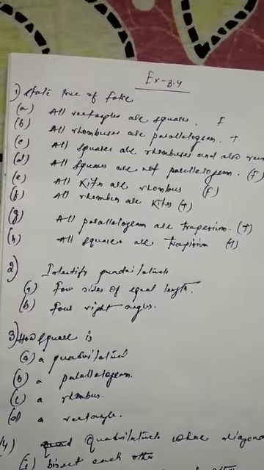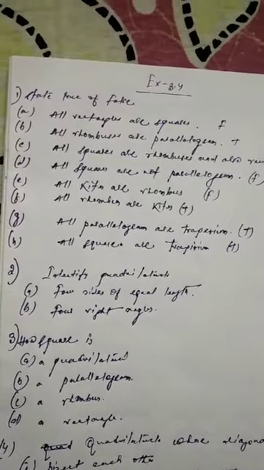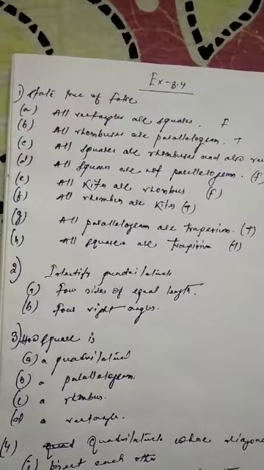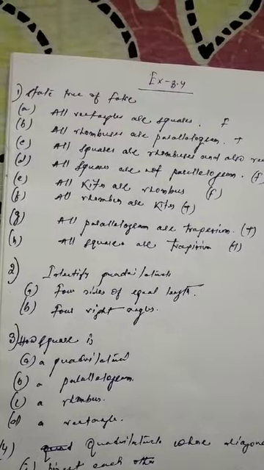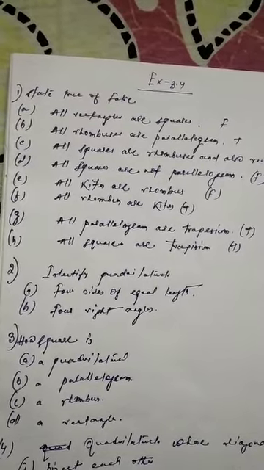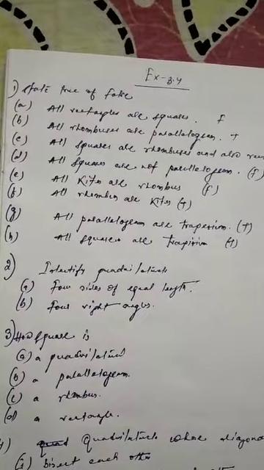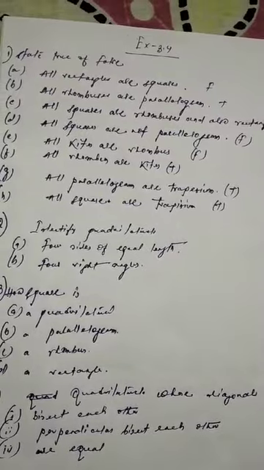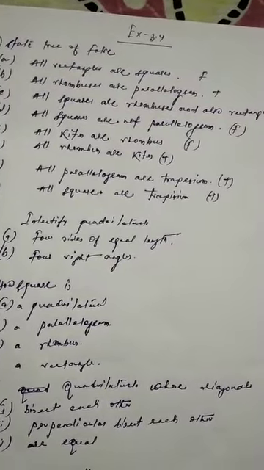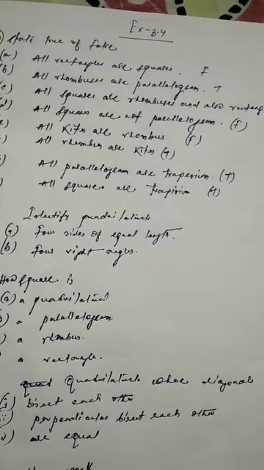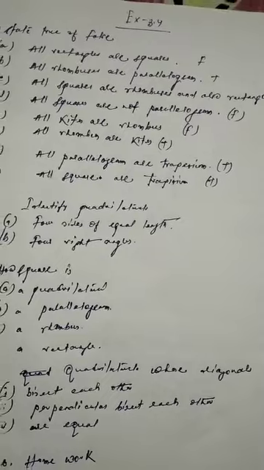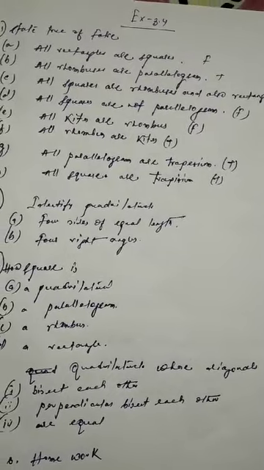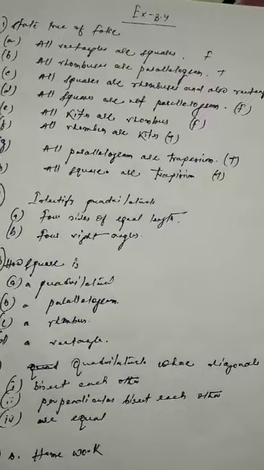Question number 2 is to identify quadrilaterals with four sides of equal length. We could say square and rhombus. Question number B is four right angles: square and rectangle. These two figures have 90-degree angles, so all four angles are of 90 degrees. Question number 3 is how a square is a quadrilateral. A square is a quadrilateral because it has four sides.